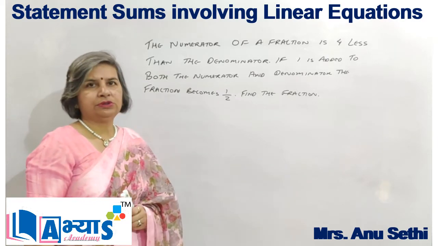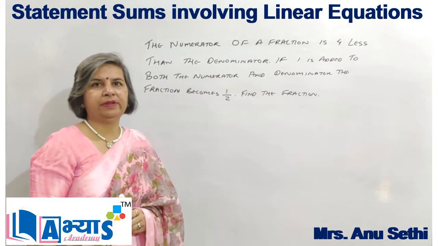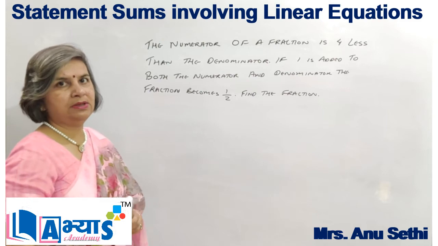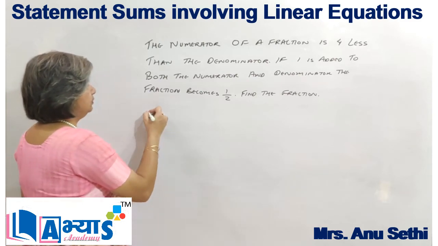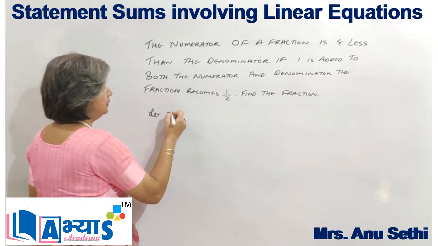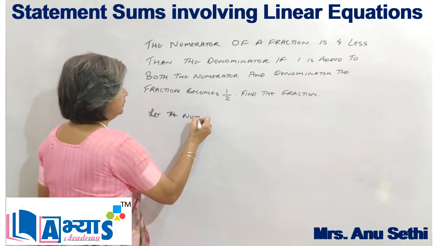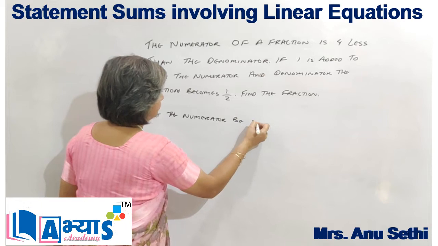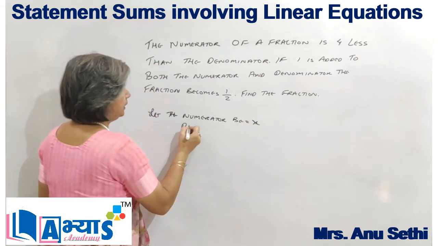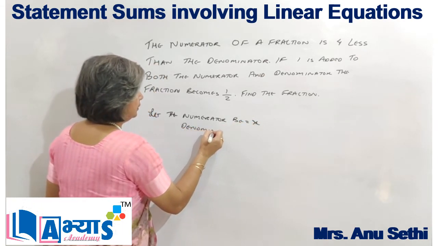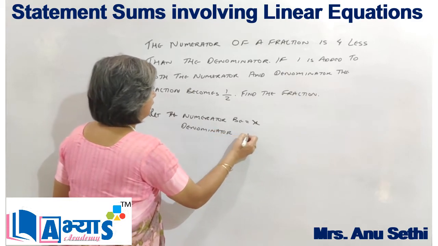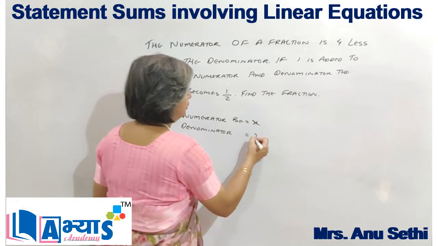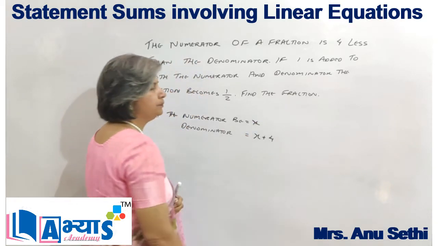In these types of questions, we will first try to assume one thing. As we are given that the numerator is 4 less than the denominator, let us assume the numerator. Let the numerator be x. Then, as the numerator is 4 less than the denominator, if the numerator is x, the denominator will be x plus 4.